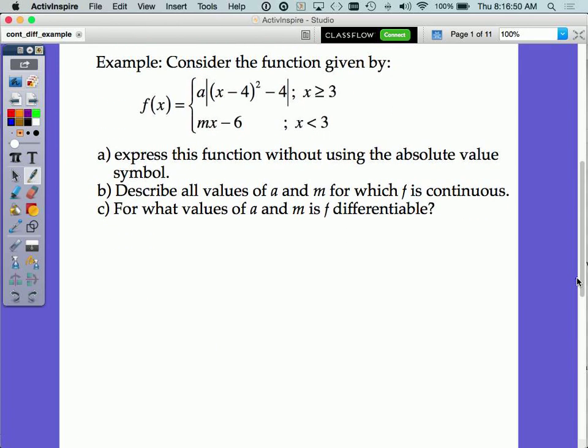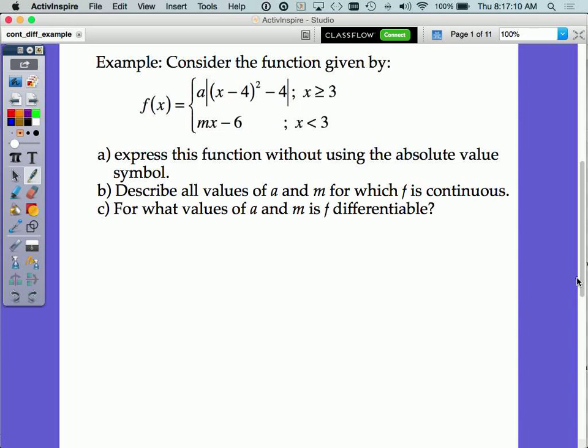We've got this function, which is a piecewise defined function, and we see that one of the pieces involves the absolute value. We're asked to express the function without using the absolute value symbol, and then to describe all values of a and m for which the function is continuous, and then ask for what values of a and m the function is going to be differentiable.